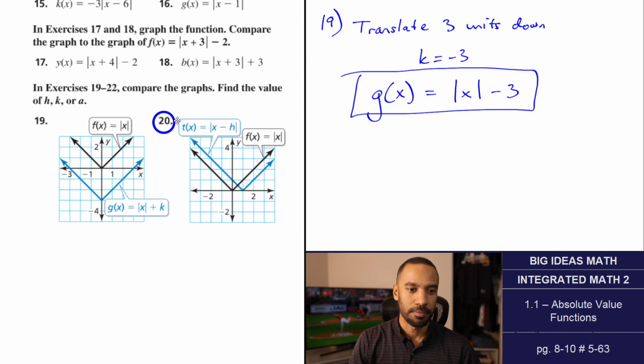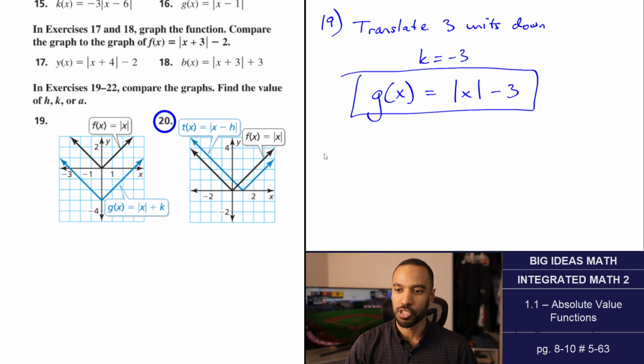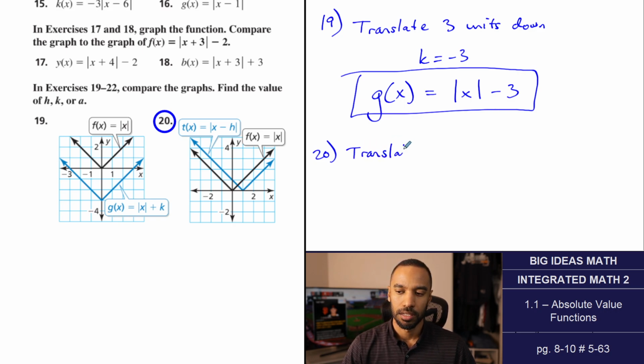Number 20, t of x equals absolute value of x minus h. And that's inside. Again, the parent function is just absolute value of x. So number 20, we translate 1 unit to the right. If you notice, the blue is 1 to the right. So translate 1 unit right. That gives you an h value of 1.